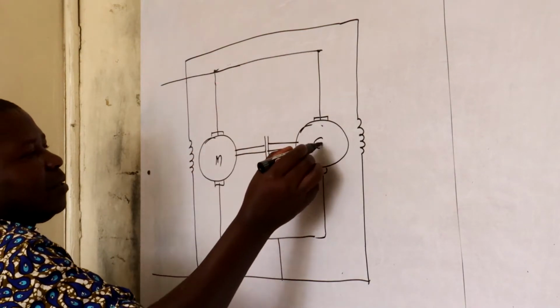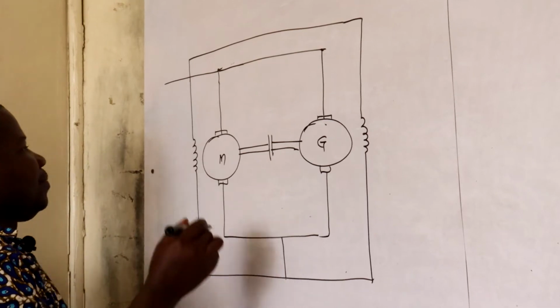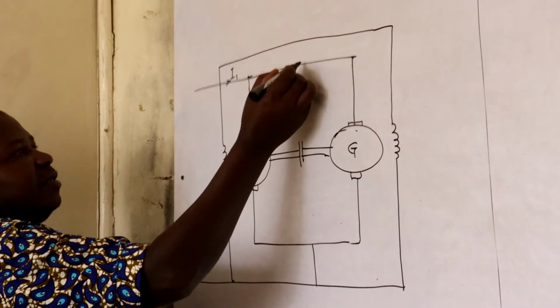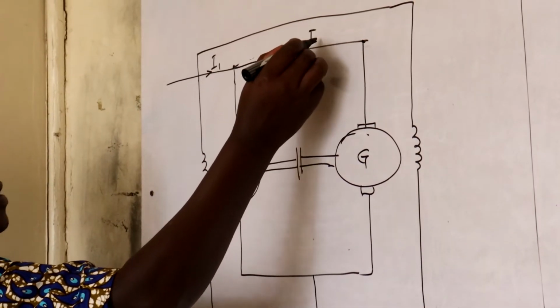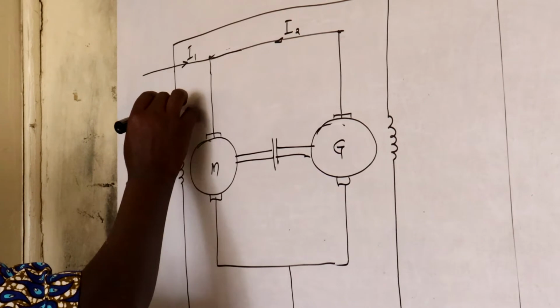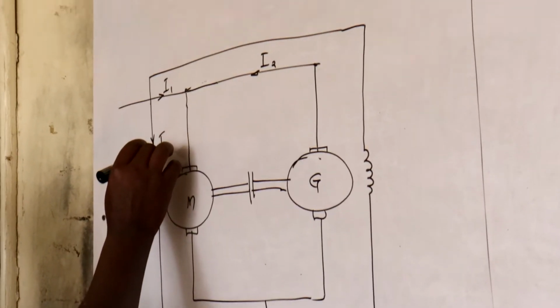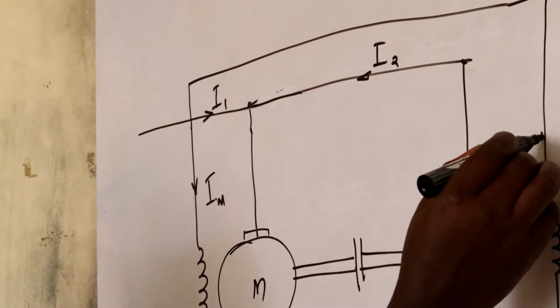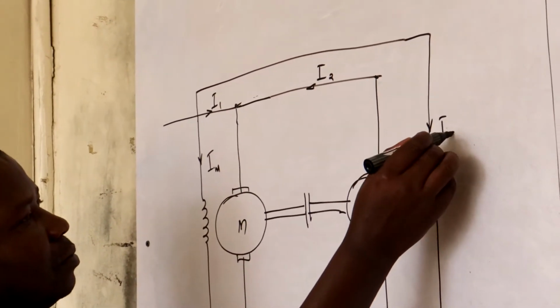So we have the motor and the generator. We have the current I1 getting in, and the generator giving us I2. That is the field to the motor, and the field to the generator.